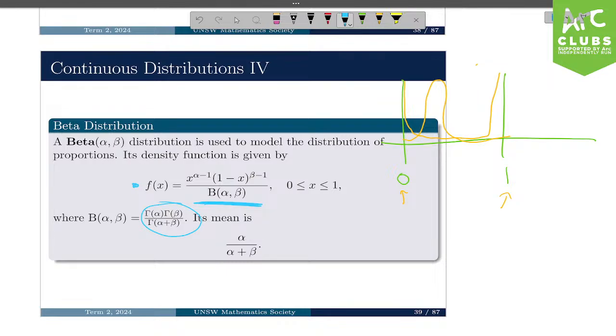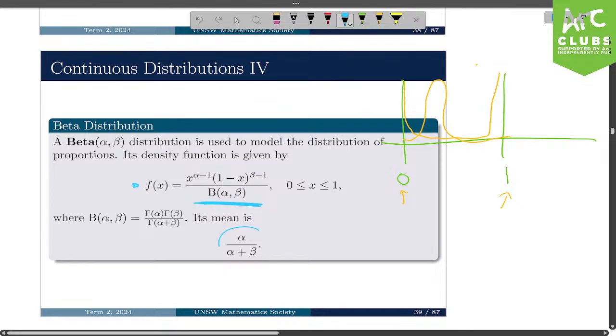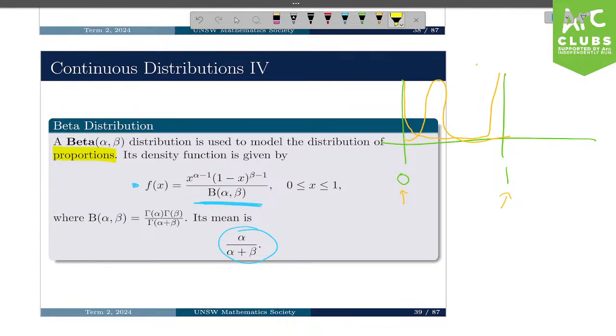The gamma function is just something that maybe, should you have a gamma function on your formula sheet? Probably. Maybe, it's so-so. And we have its mean. The thing that you want to remember about the beta distribution is that it's used to model proportions, so maybe like the proportion of a voter base, or something like that. Could be a question that you're asked.